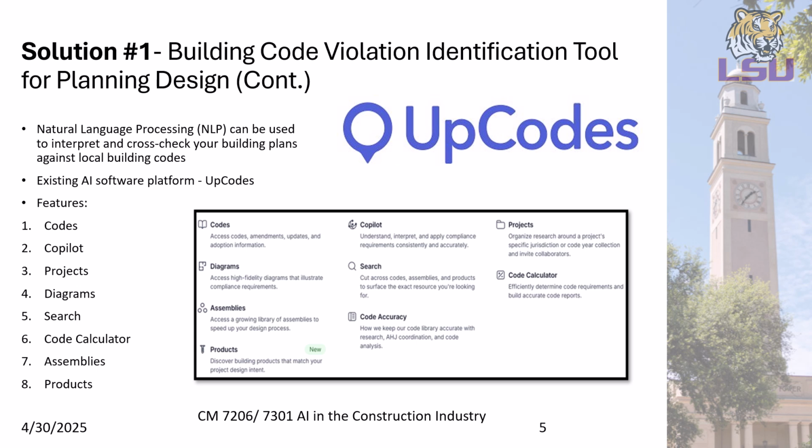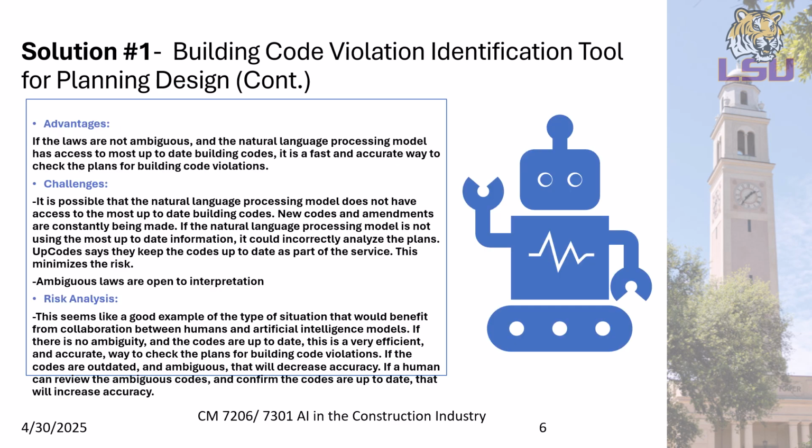Assemblies. UpCodes is building a library of assemblies. Their AI-powered search tool can be used to search for relevant assemblies. Products. The product feature enables searching for code-compliant products specific to your project. We identified one main advantage and 2 main challenges. Our risk analysis includes a recommendation based on those advantages and challenges.